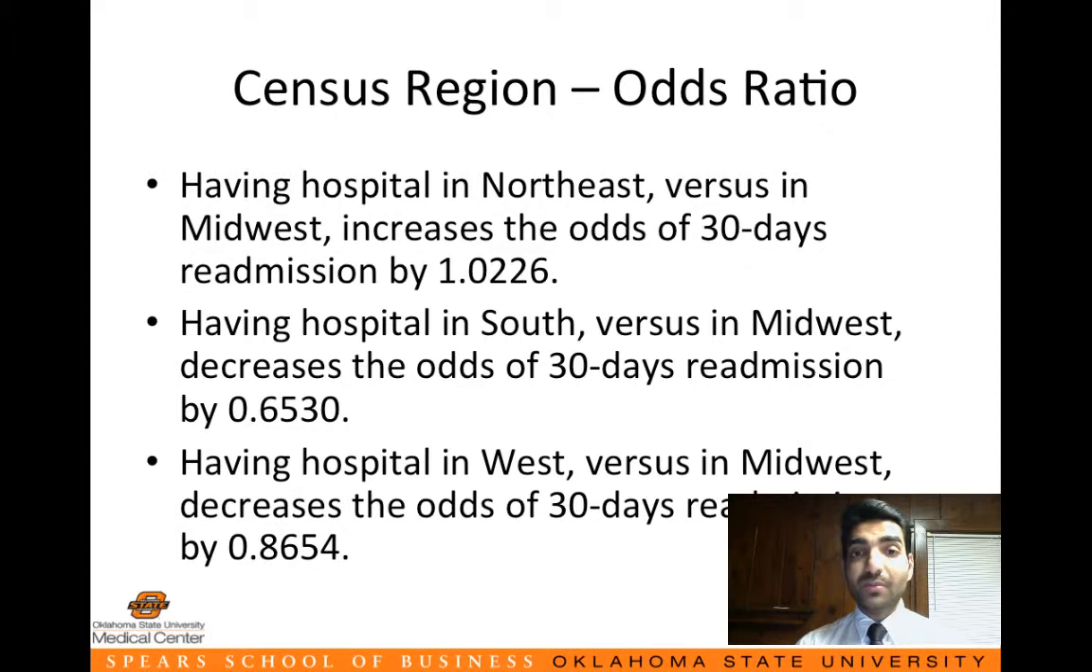Next significant variable was census region. If we talk about this variable, we have kept Midwest as our base level. Having a hospital in Northeast versus Midwest increases the odds of 30 days readmission by 1.02. Having a hospital in South versus Midwest, it decreases the odds of 30 days readmission by 0.65. And having a hospital in West versus Midwest decreases the odds of 30-day readmission by 0.865.